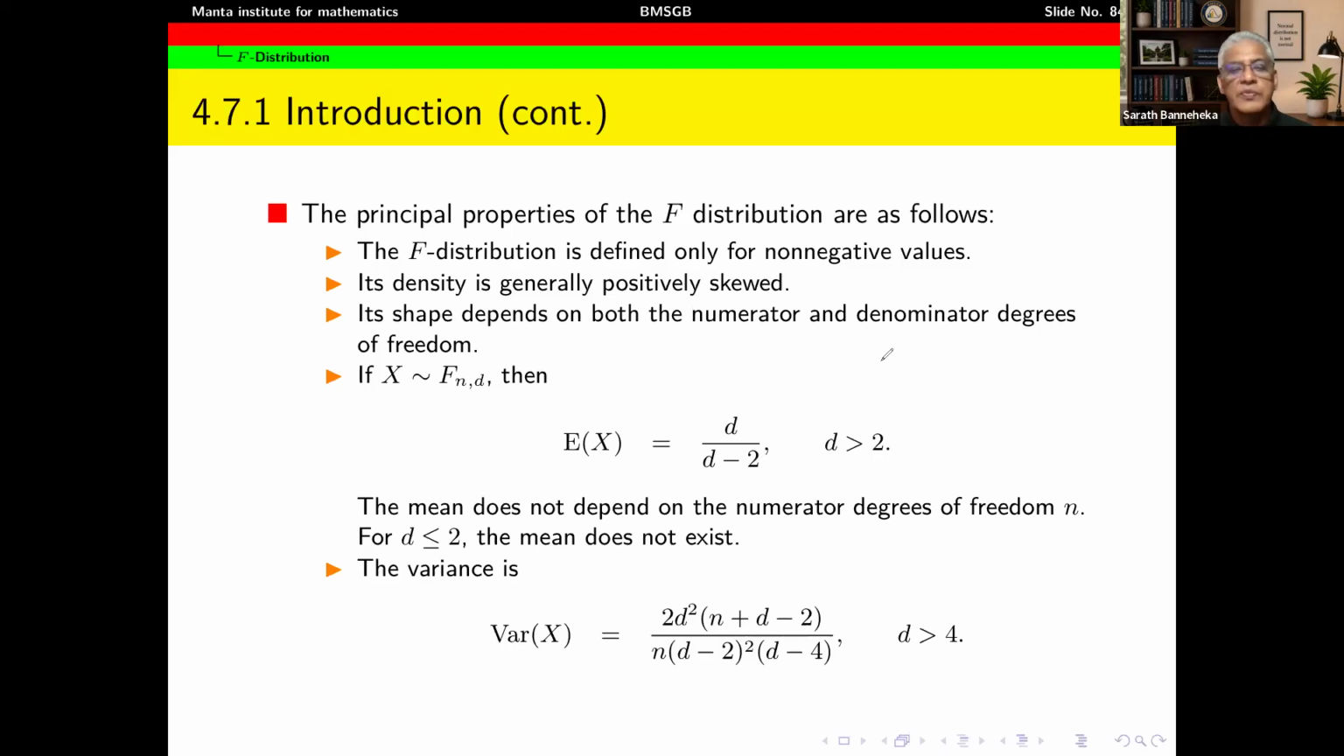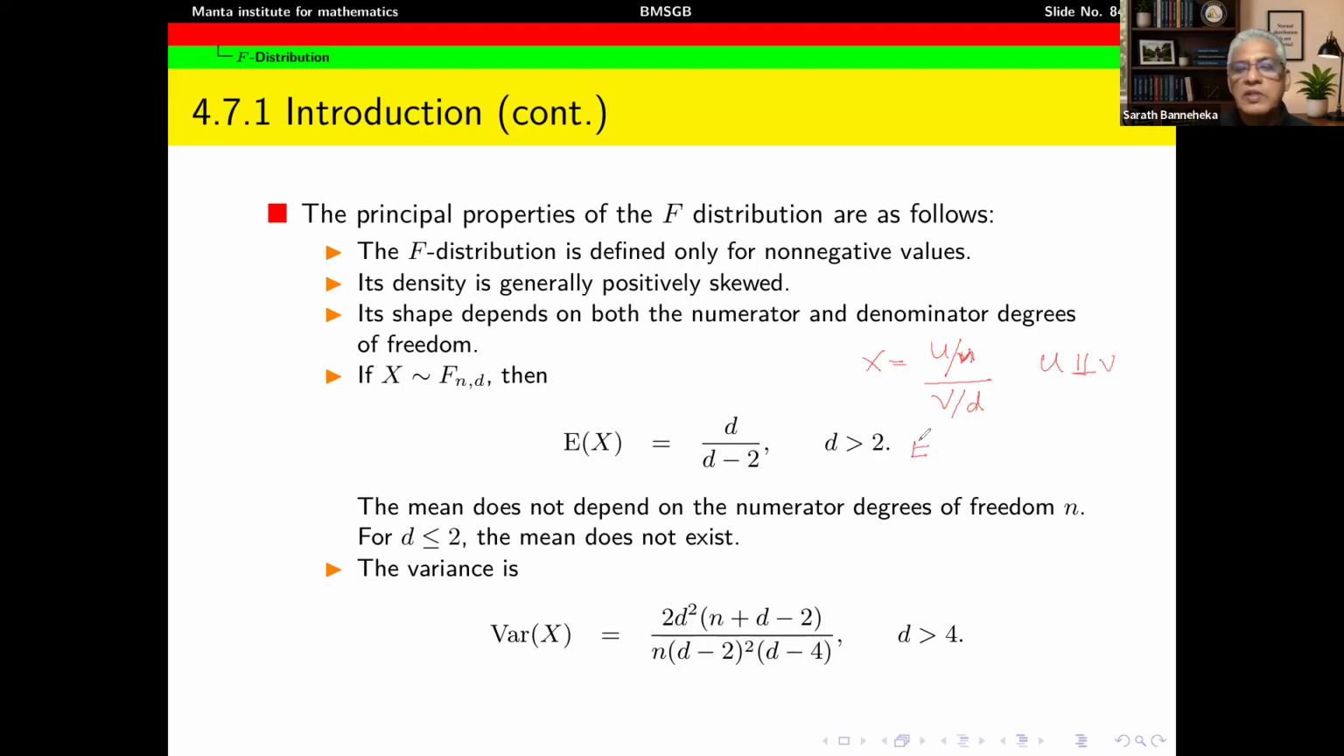I'll write it down here. Remember, this X was defined as U divided by N, divided by V divided by D, where U and V are independent. This is how we usually write independence in statistics.